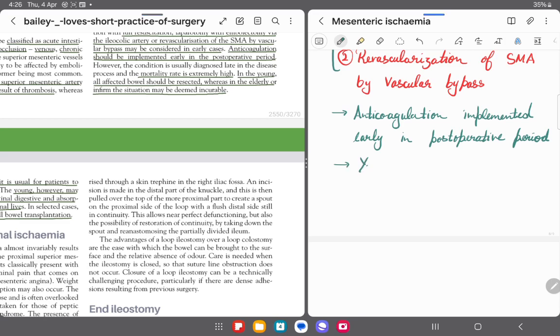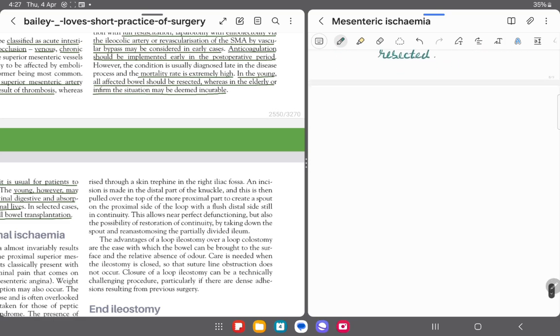So if the patient is young, all affected bowel should be resected. Young patient, all affected bowel to be resected.